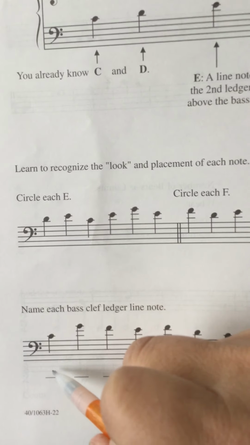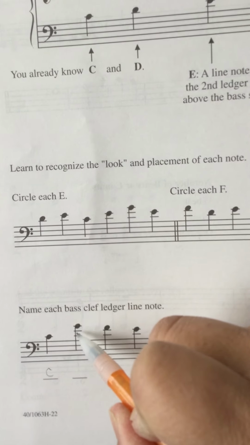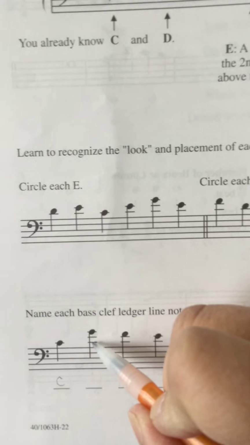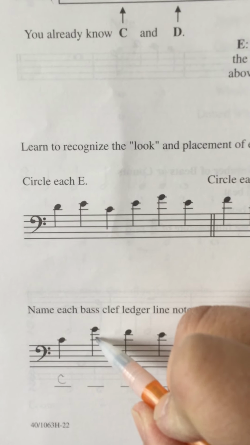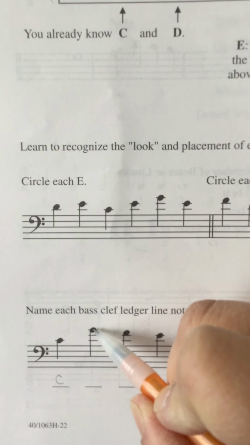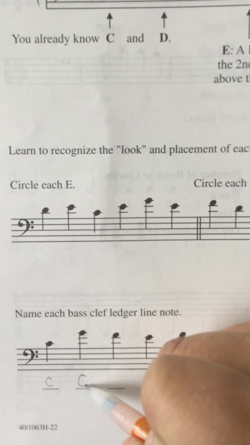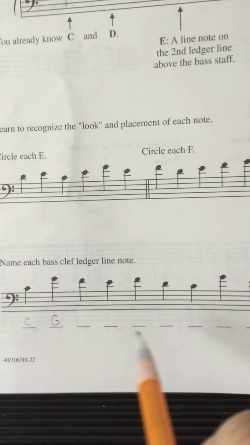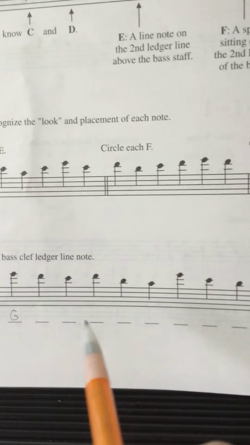This one's a C. That's 3 lines up. That's a G. If you forget, start with your C and just count, right? So this is C, space is D, line is E, space is F, line is G, right? And you can look up here, but in context when you're playing a piece, you can count those lines and spaces. Yeah, it'll all make sense.